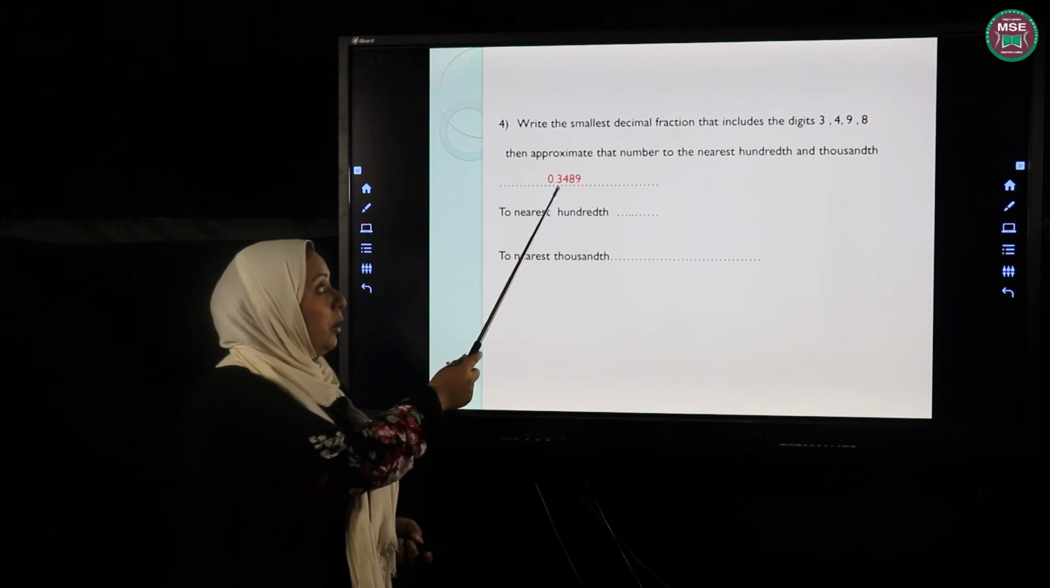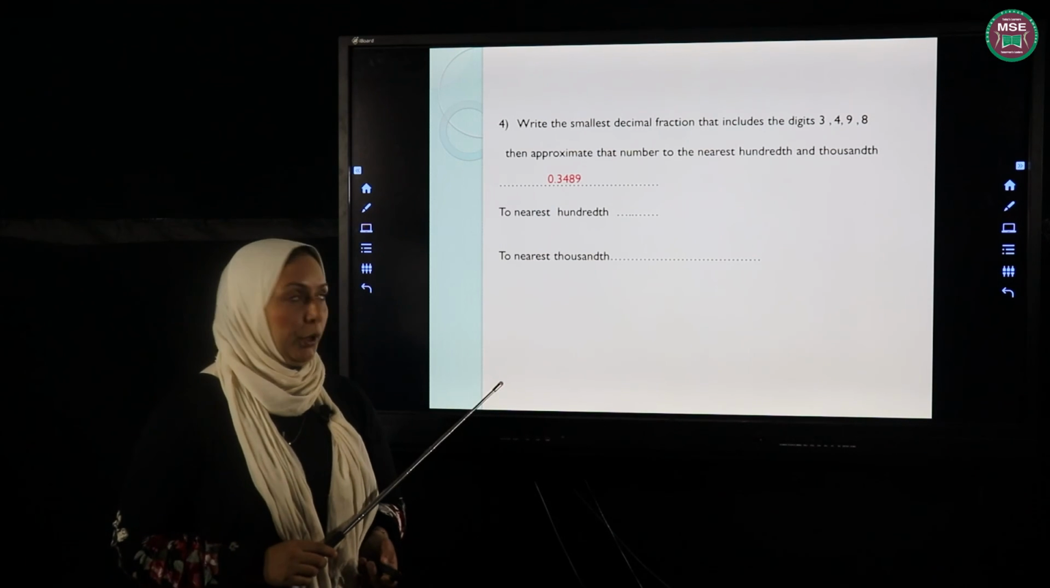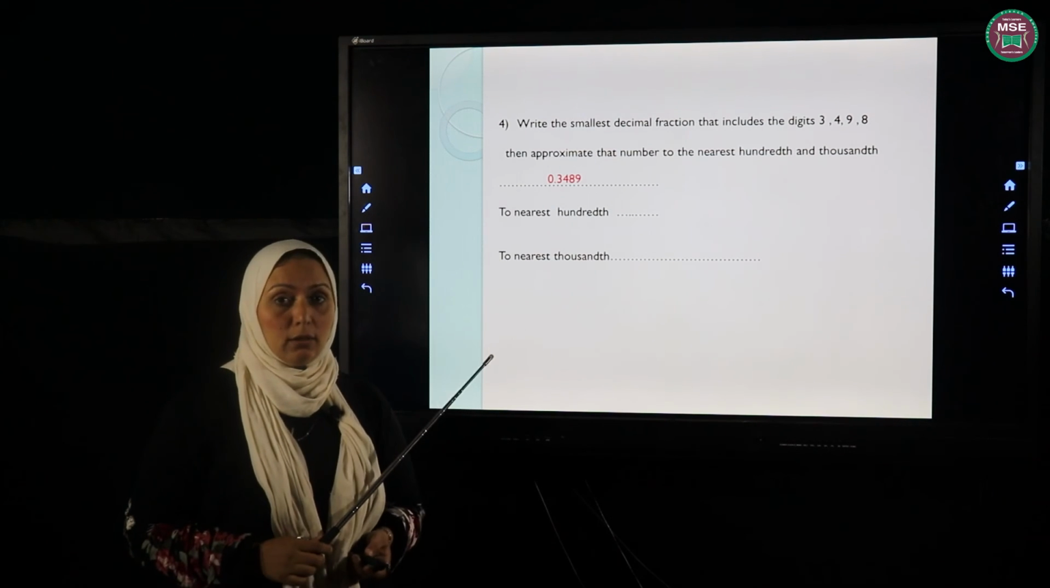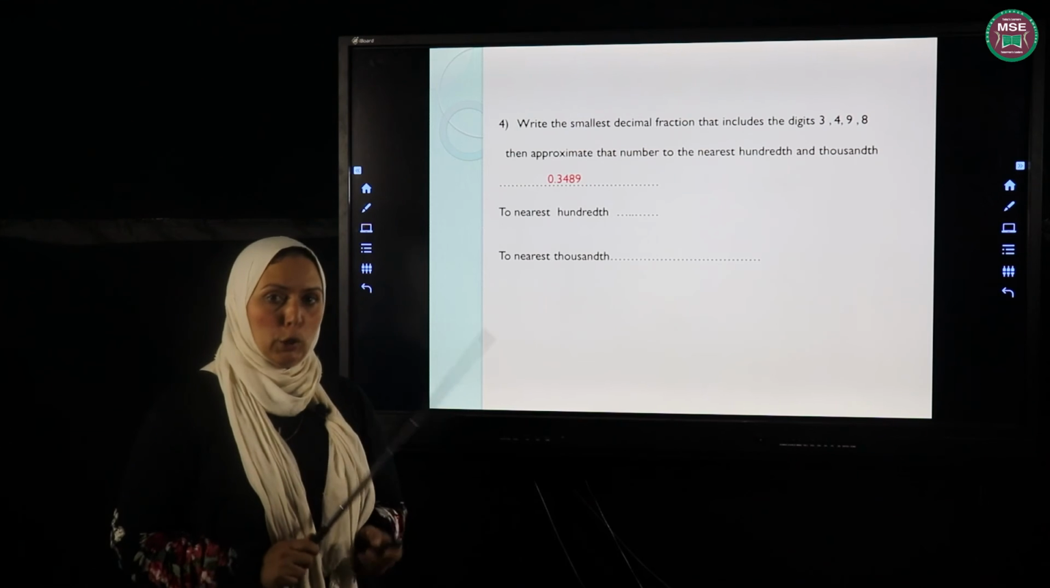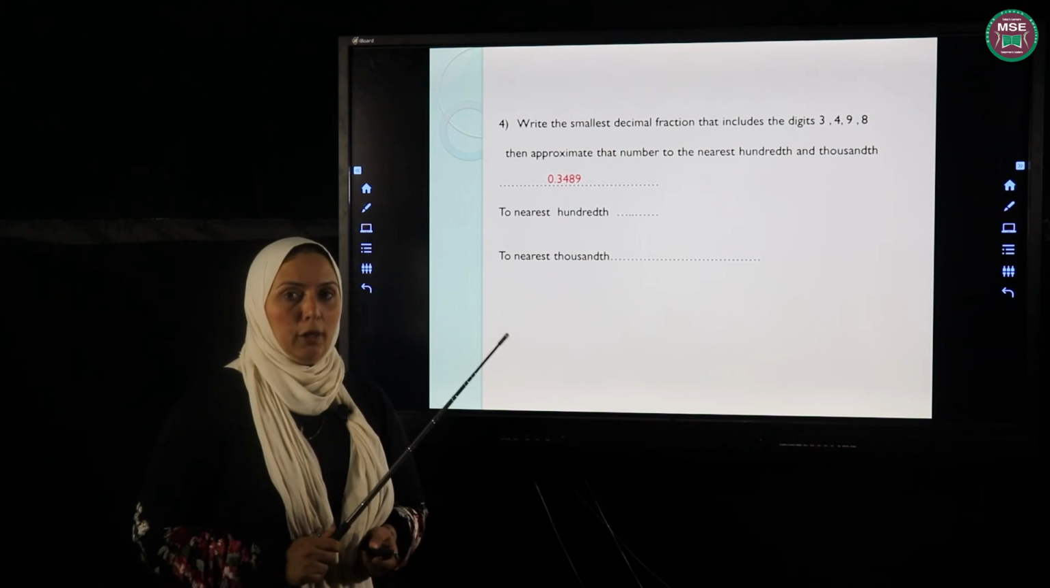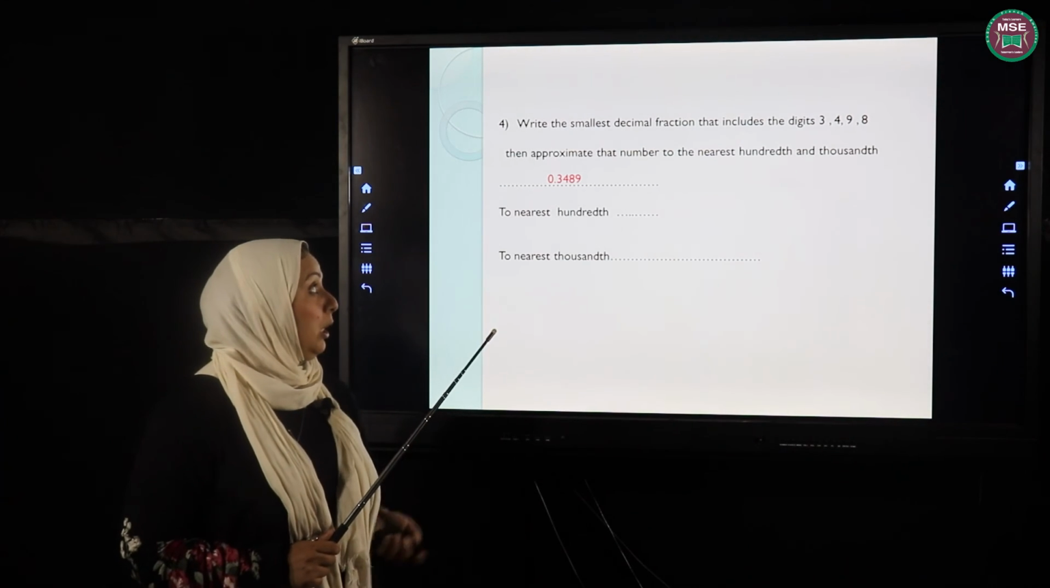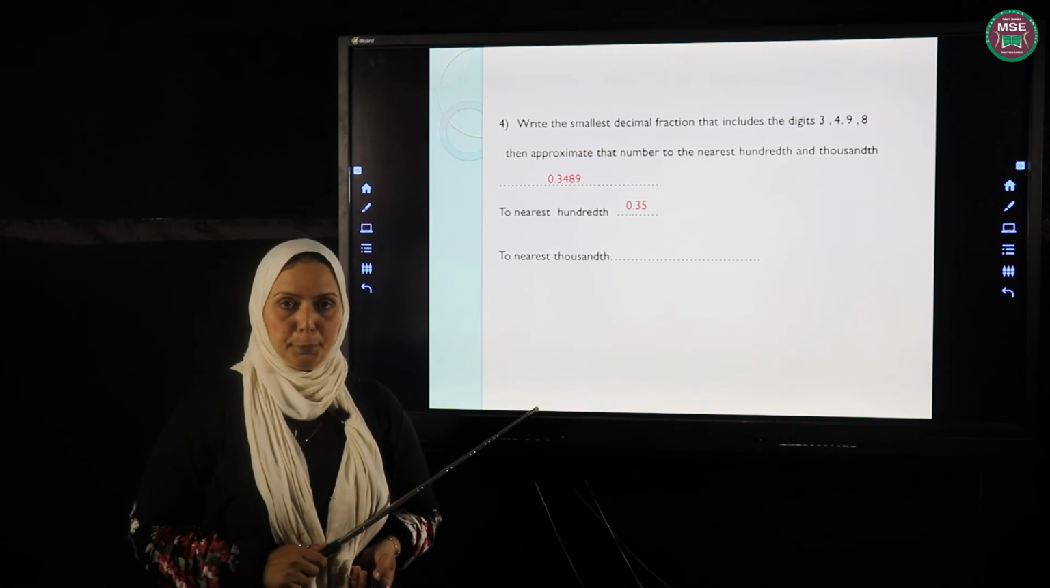Now I want to approximate this number to the nearest hundredth. What is in the hundredth here? In the hundredth we have 4. After 4 we have 8. 8 is a strong number, so the 4 will be 5. Now the answer will be 0.35.